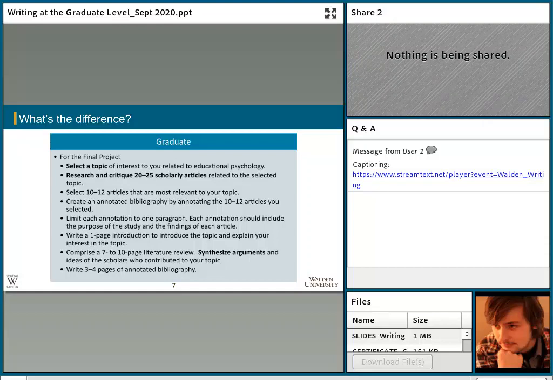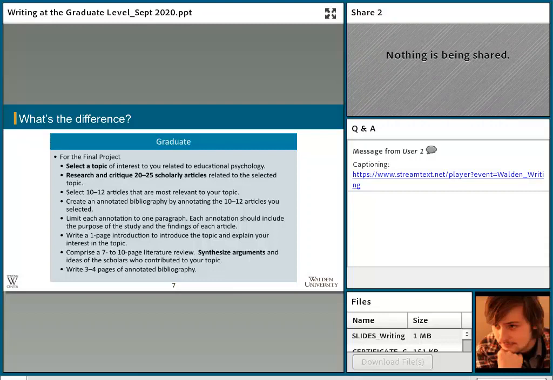Research and critique 20 to 25 scholarly articles related to a selective topic. So again, this is more than one, right? More than one article. You're bringing a number of different articles, a number of different viewpoints of scholars into conversation with one another. Select 10 to 12 articles that are most relevant to your topic. So you're vetting sources. You're looking for the ones that are most relevant to your research project. Create an annotated bibliography. Sure, limit each annotation.